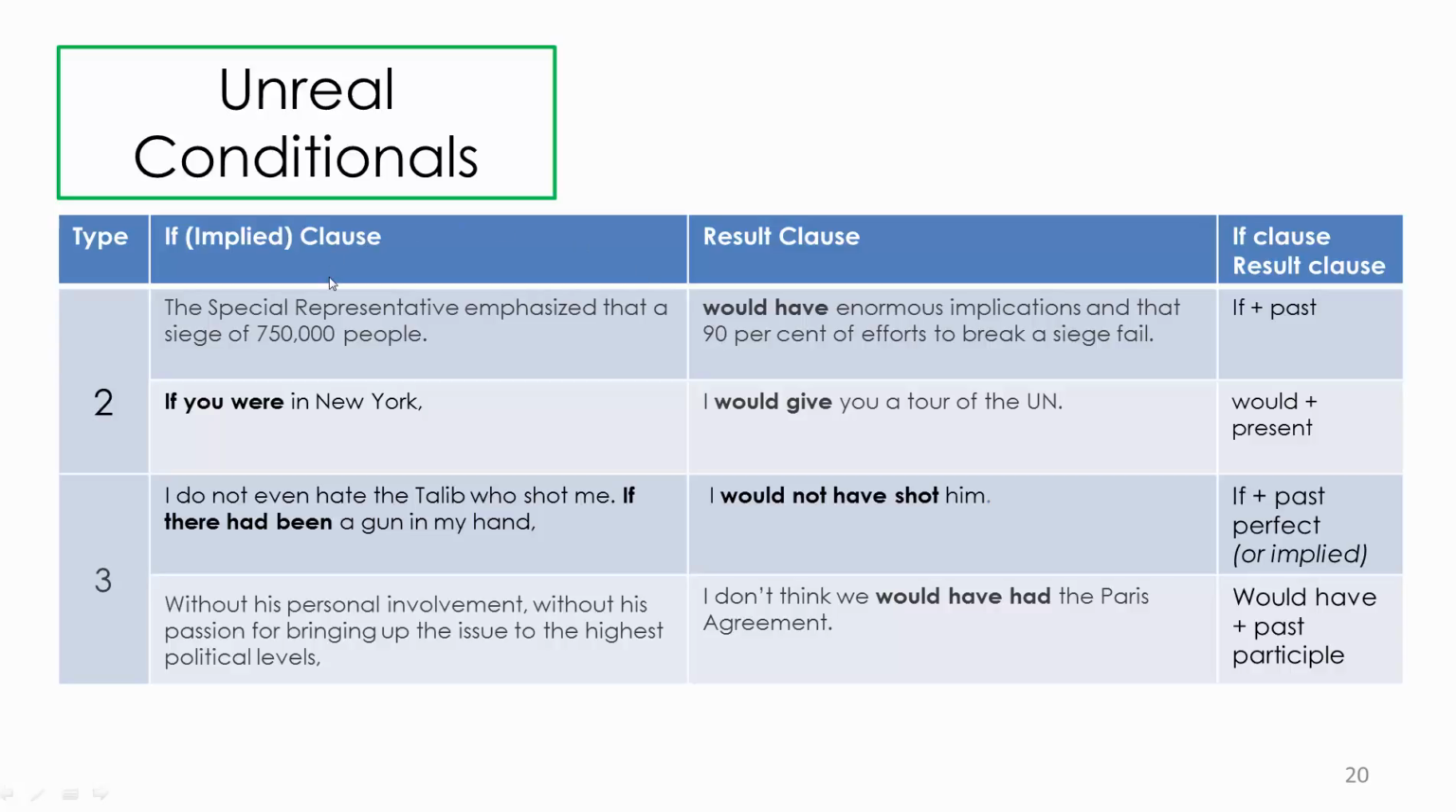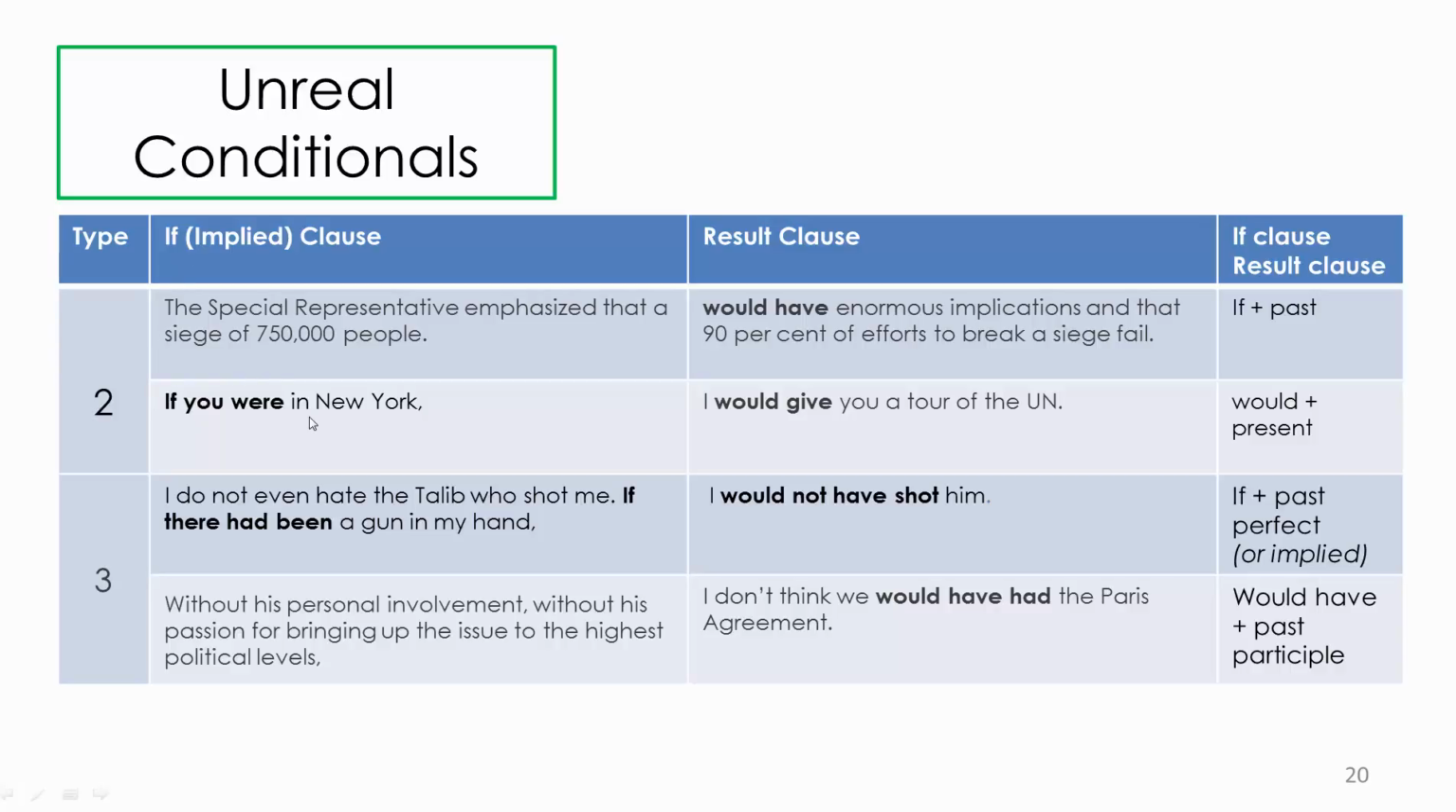So when we look back at the if clause, the implied condition, try to restate it using the word if, right? So we can say that if there were a siege of 750,000 people, it would have enormous implications. Okay, so they're not saying that a siege happened. They're saying if it happened. But they're saying it in an implied way. They're not stating it explicitly.